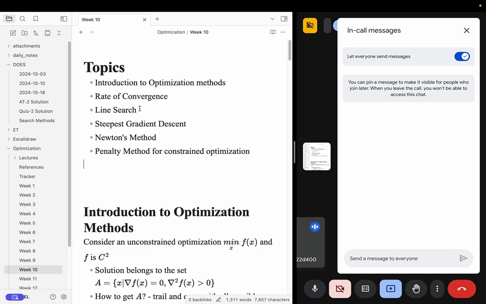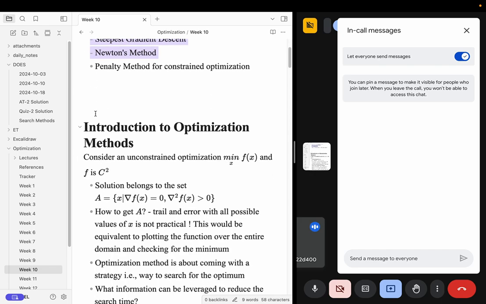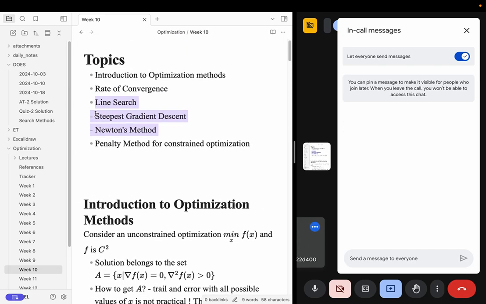We discussed several methods: line search, gradient descent, Newton methods. All these methods are for unconstrained optimization. In unconstrained optimization, we start with some iterate and ask how we improve it. The idea is that you take the gradient, and the gradient is in a direction in which the function value will increase. So you try to move in a direction away from the gradient.